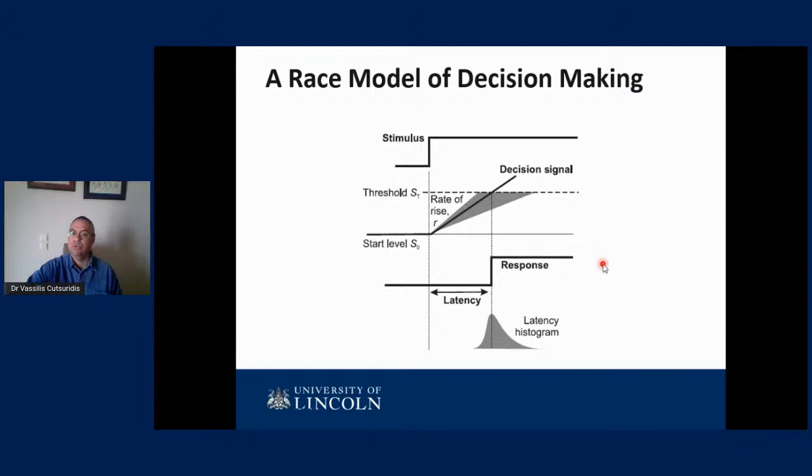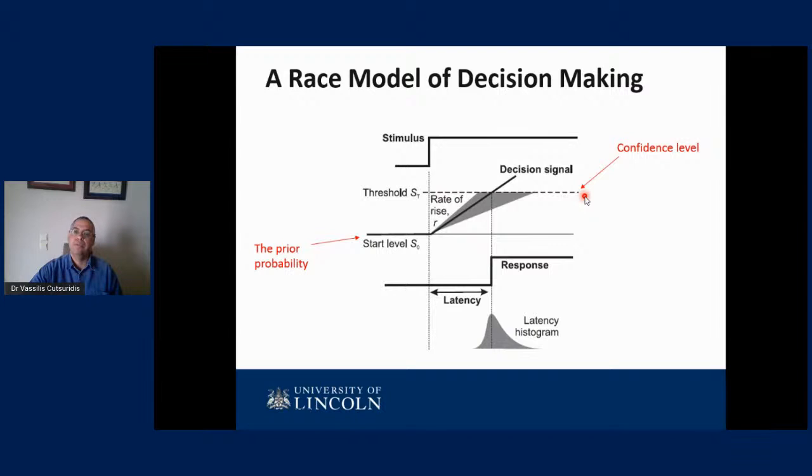So if we assign that this start level over here is the prior probability, something that we already knew about the stimulus, something we already knew about the task, and the threshold is the confidence level. As you collect and accumulate information and further evidence about the task and the stimulus, you reach a particular point, this threshold, where you say, oh, now I'm confident enough to make a decision, to generate a response.